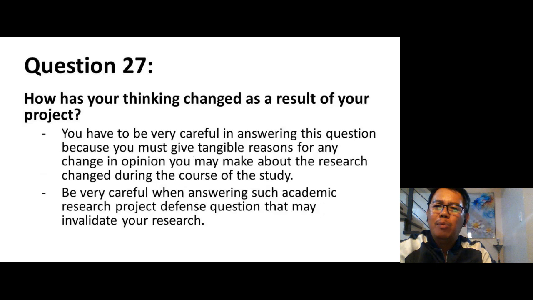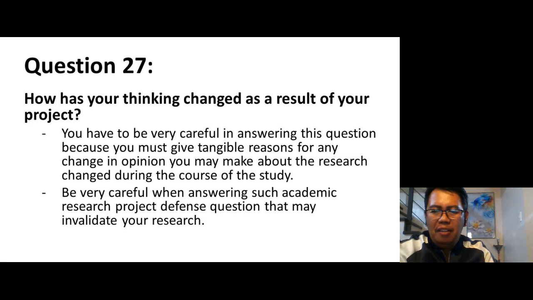Next, number 27. How has your thinking changed as a result of your project? So this is about personal change. You have to be very careful in answering this question, because you must give tangible reasons for any change in opinion you may make about the research during the course of the study. So be very careful when answering such an academic research project defense question that may invalidate your research.